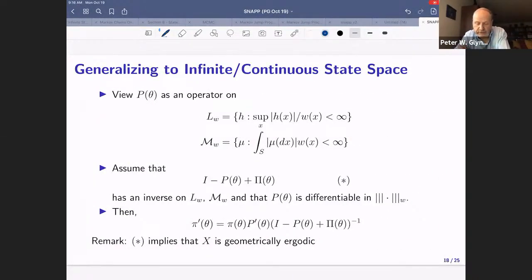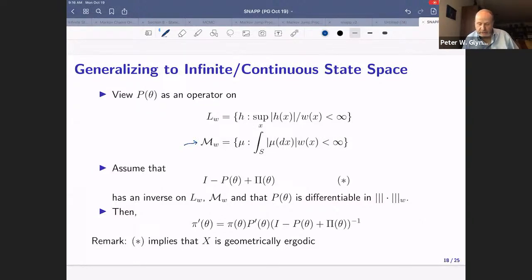Now, if you want to look at things in the infinite or continuous state space setting, we can view P of theta, for example, as an operator on a particular function space. This is a very natural one that arises all over the world of Markov chains and Markov processes. It's a weighted sup norm space. It's the set of all functions h such that the supremum over x of the absolute value of h of x divided by some weight function w of x is finite. And there's a corresponding dual space on the space of distributions or measures.